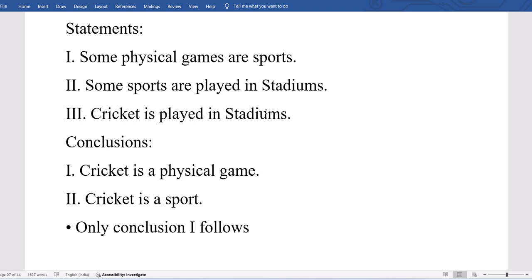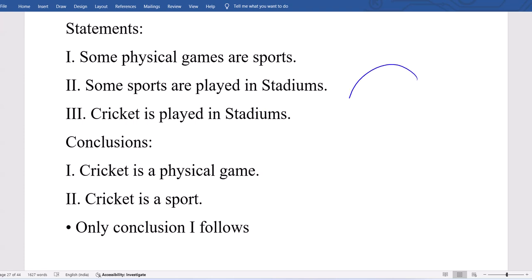It's okay. They'll give one paragraph before this. What are the statements? What are the known facts? You throw them out. With respect to the statements, decide whether the conclusion is correct or not. If, suppose, all sports are played in stadiums and cricket is played in stadium, then I can say cricket is a sport.